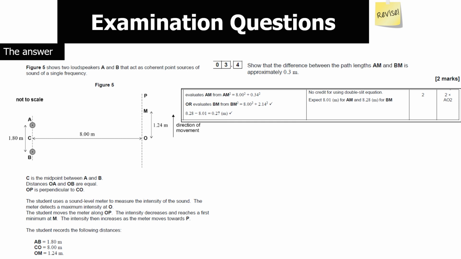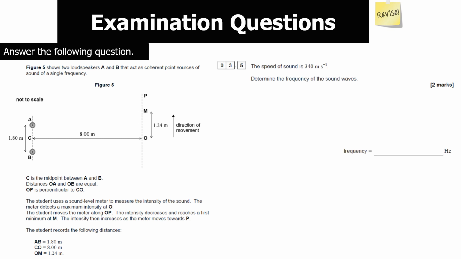Now you know the answer is going to be 0.34 because you can see from 1.24 meters and from 0.9 meters what that difference is going to be. So you can see it's going to work through to be 0.34 meters. So you're just looking at the values on the diagram, so you can therefore work out AM to be 0.27 meters. The next question says the speed of sound is 340 meters per second.